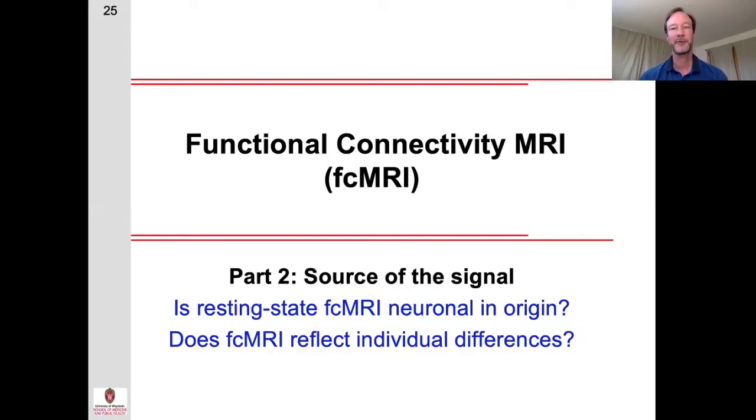In this lecture on functional connectivity, we'll be looking at the source of the resting state fMRI signal. What is the evidence that resting state functional connectivity is neuronal in origin? Can resting state functional connectivity reflect individual differences?